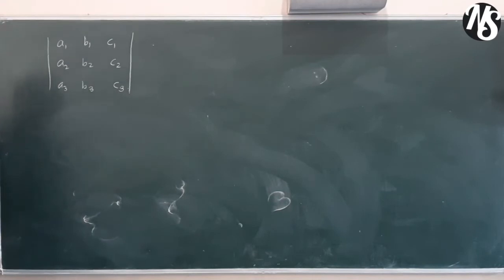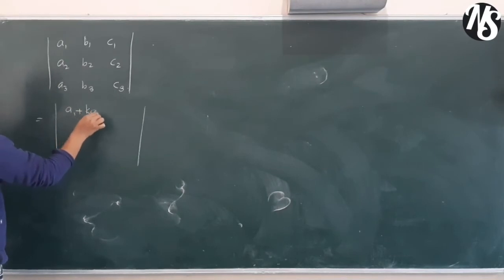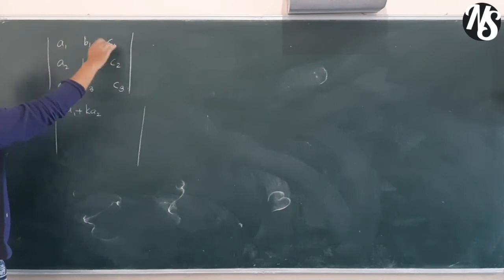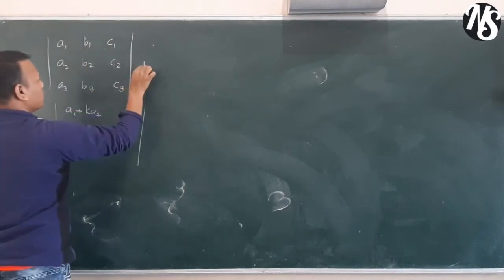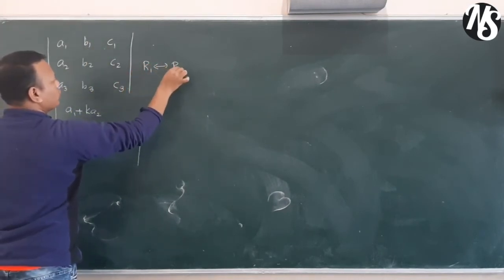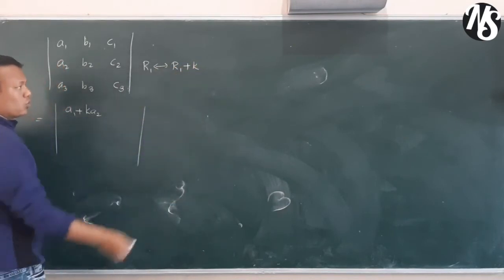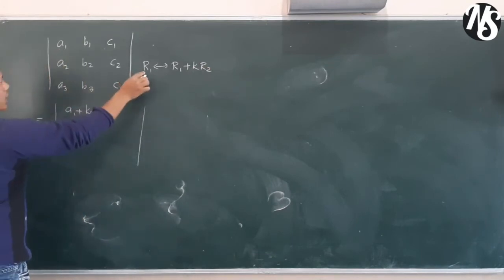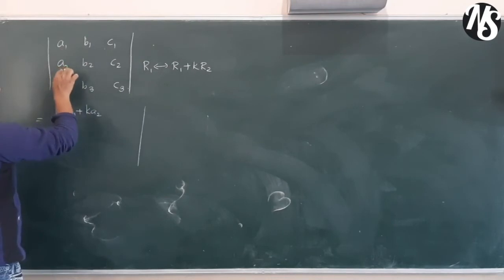Now what I'm going to do here is, the value of this determinant will be equal to, so we have a1 plus k a2. I am taking this row instead of this row, basically this operation. I am talking about row 1 equal to row 1 plus k into row 2. So if I do this operation, what happens is, k R1 is written as R1, that is a1 plus k a2.